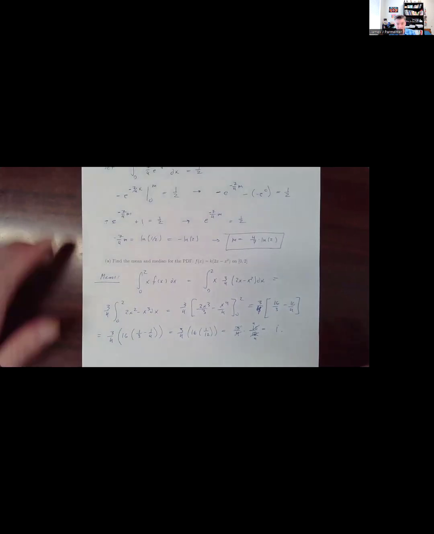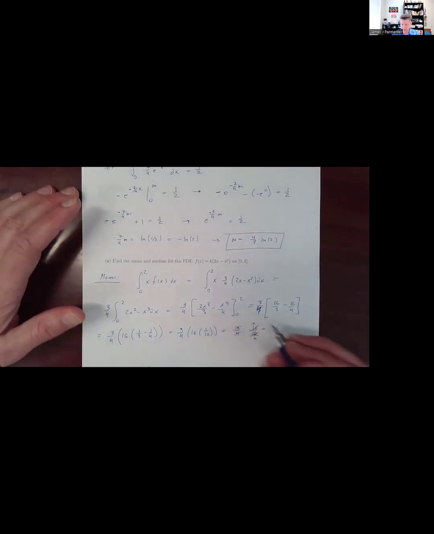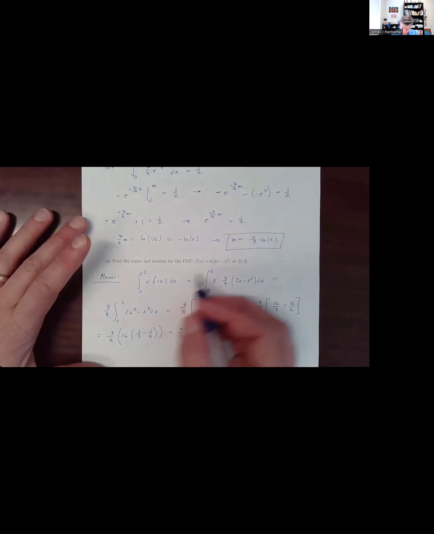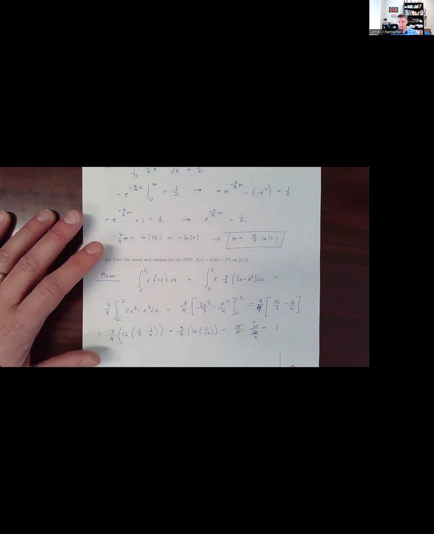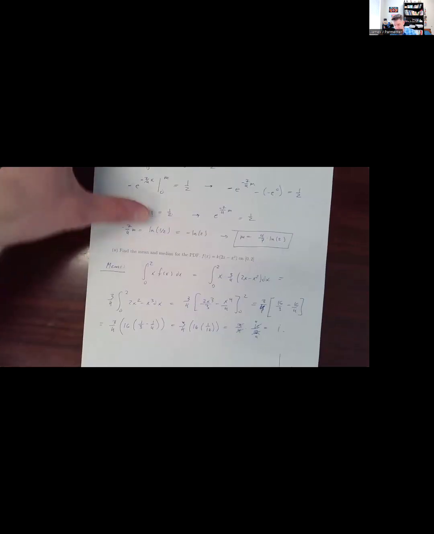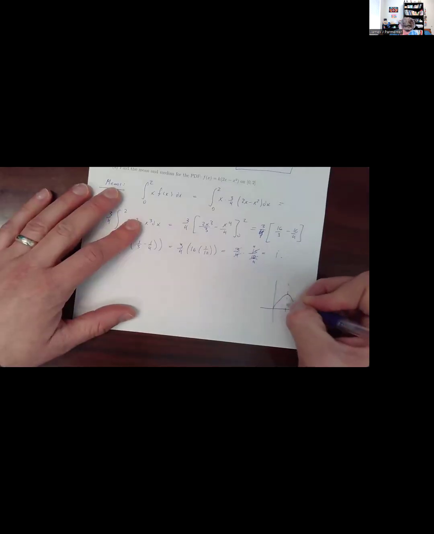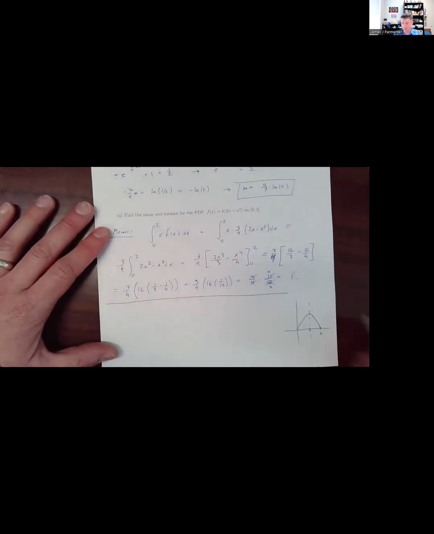Which, if you know what the graph of this looks like, is not surprising, because the graph has symmetry about the line x equals 1. The graph of this parabola essentially looks like this. And there is symmetry about the line x equals 1. It's not surprising that the mean is right in the middle. It's also not going to be surprising that the median is also going to be 1.